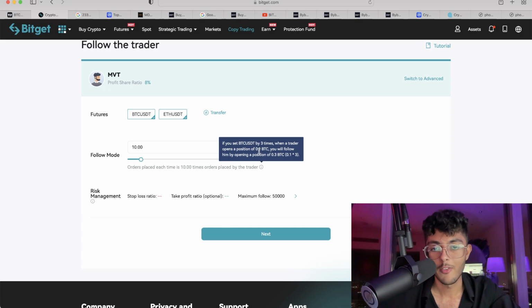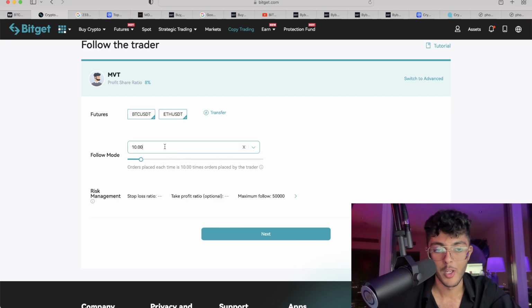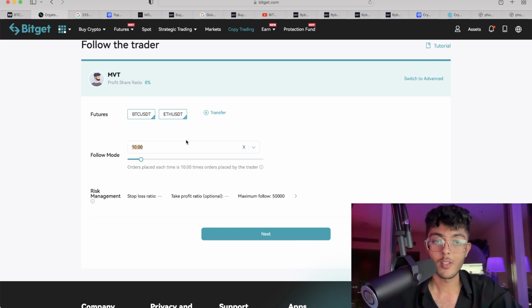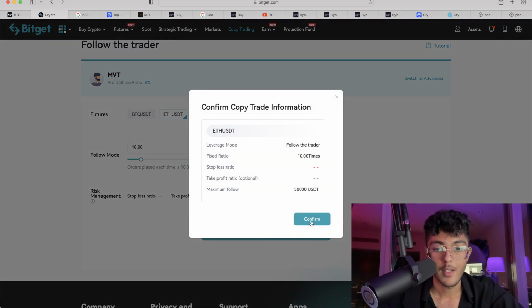It tells me that if the person opens a position worth 0.1, I'm going to open a position with whatever 0.1 is multiplied by my multiplier, which in this case is 10. So if this person opens a position worth 0.1 BTC, my position will be worth 1 Bitcoin. I can also choose if I want to only copy his Bitcoin trades or only copy his Ethereum trades, and then just go ahead and hit next and confirm.